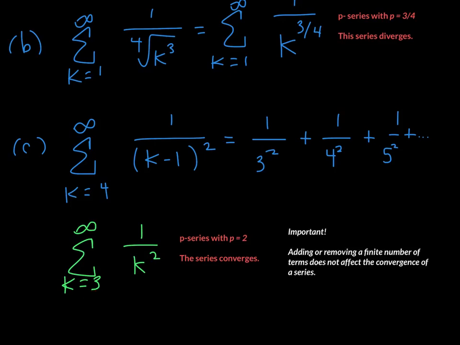Well, even though we're missing, if you will, the first two terms, when k equals 1 and when k equals 2, adding or removing a finite number of terms actually does not affect the convergence of a series. All right? This is what we're saying: if this series converges when k equals 3 to infinity, well then 1 over k squared will also converge when k starts with 1 to infinity. All right? So that's a really important fact that we want to be careful about. Okay?